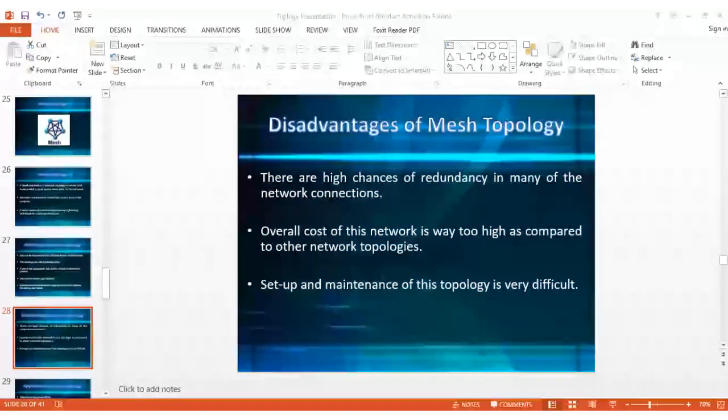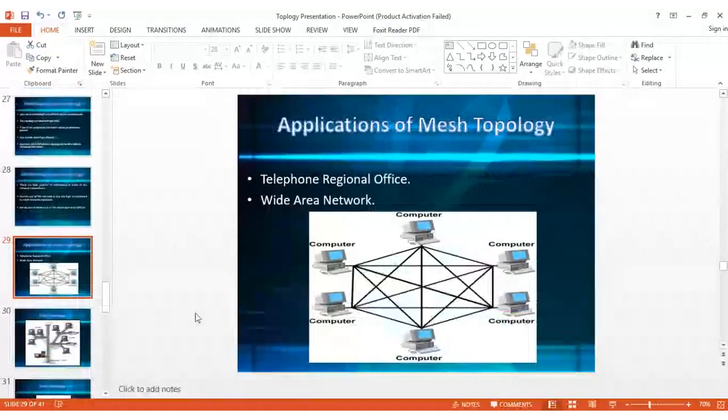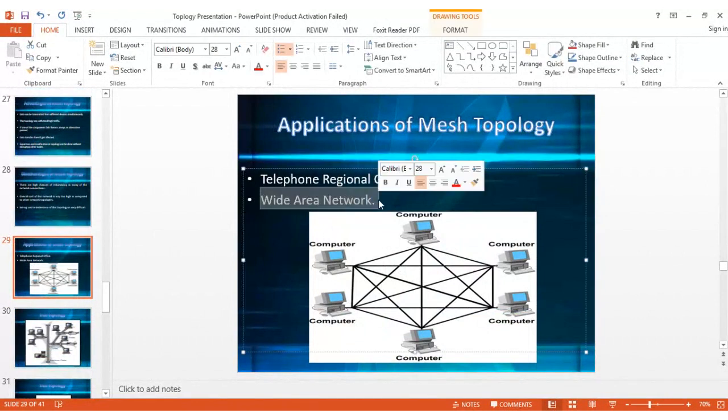So what are the applications now of the mesh topology? They can be used in a wide area network, and you know, this is a network that is able to span a large geographical region, like a country. Still, they can be used in a telephone regional office. These are the applications of the mesh topology.